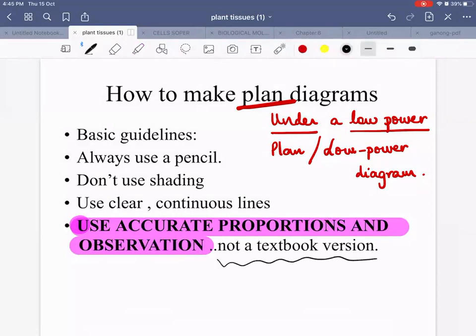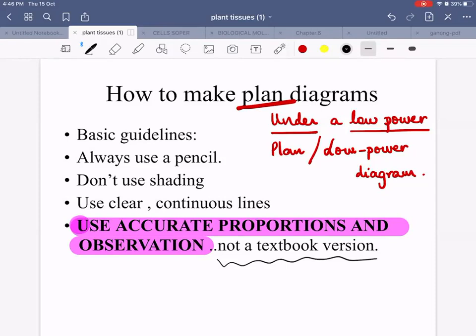Our diagram should not be a textbook version, because as we keep on doing some more chapters in AS, you will see that there are many diagrams drawn in the chapter transport in plants. So if let's say you've been given a slide of a dicot stem, you are not supposed to draw the diagram of the dicot stem as it appears in your textbook Mary Jones or textbook Soper, but you will draw it as you observe, because every dicot stem is different, right?